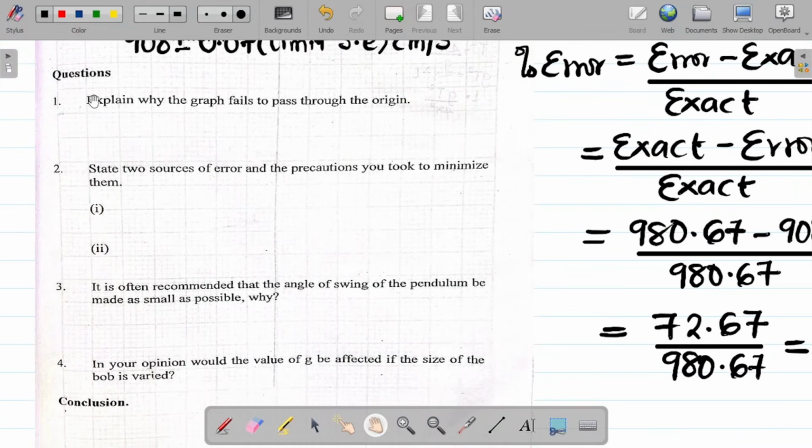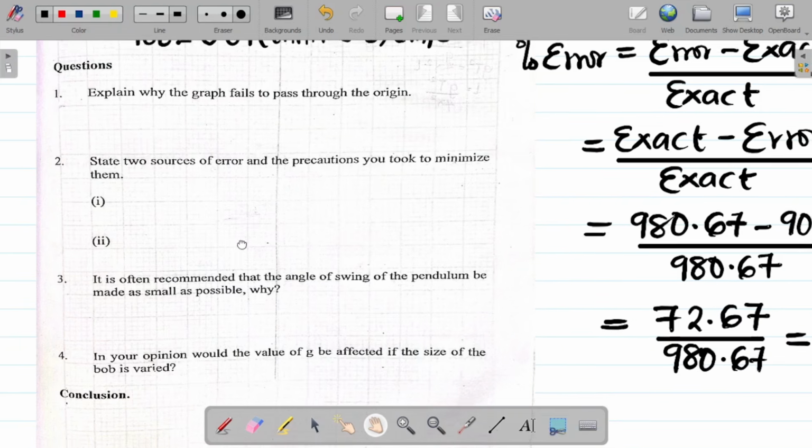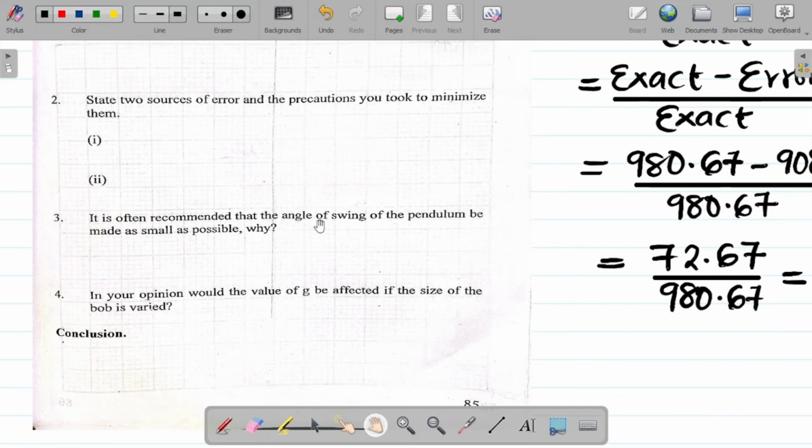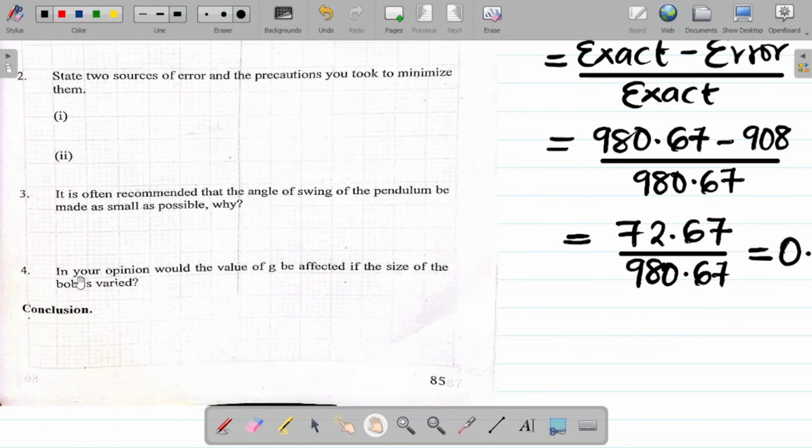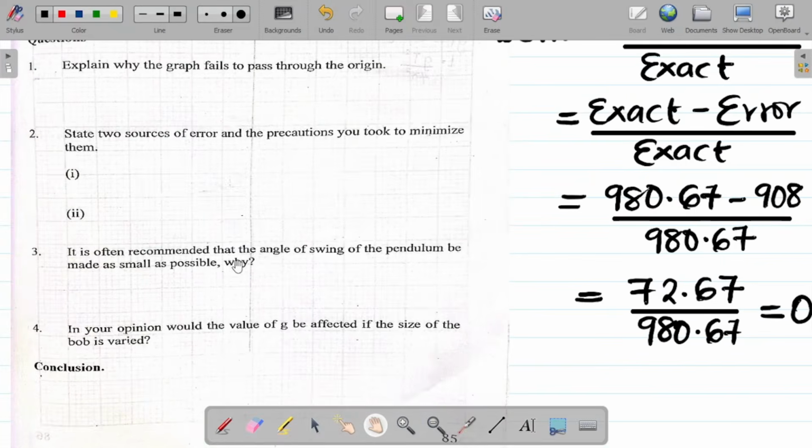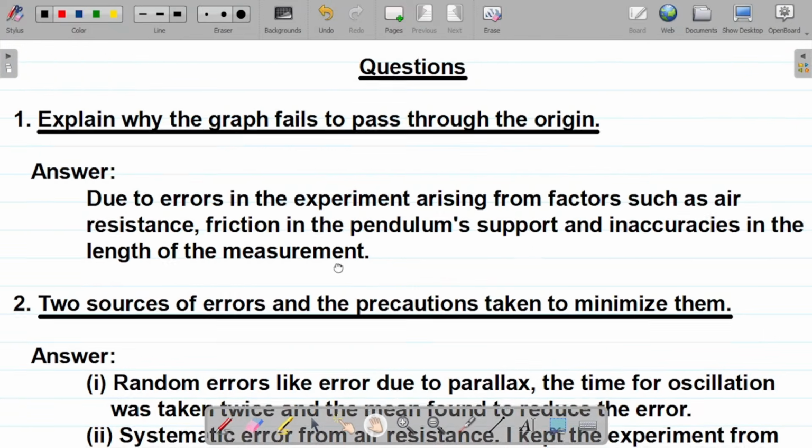All right. So we have a few questions here before we end this. Question number 1: explain why the graph fails to pass through the origin. Number 2: state 2 sources of error and the precautions you took to minimize them. Number 3: it is often recommended that the angle of swing of the pendulum be made as small as possible. Why? Number 4: in your opinion, would the value of g be affected if the size of the bulb is varied? So what if you increase the size of the pendulum bulb, maybe make it bigger or smaller? Would the value of g be affected? Let's answer these questions.